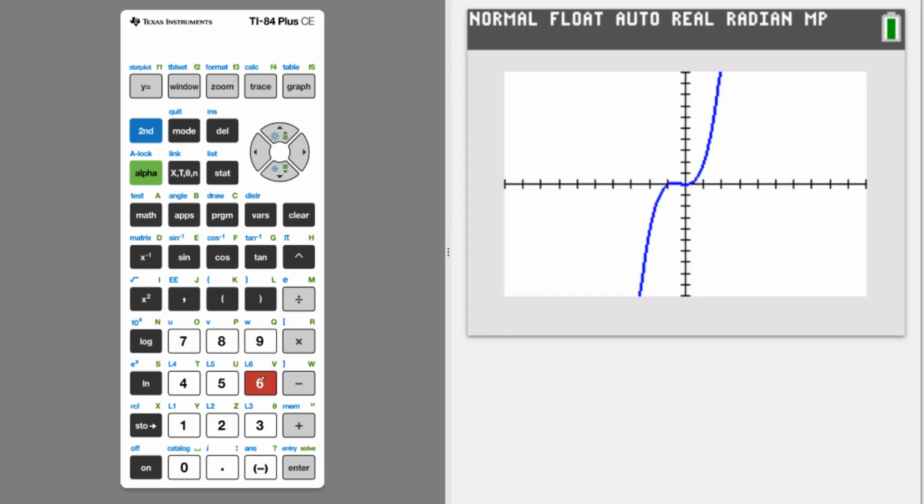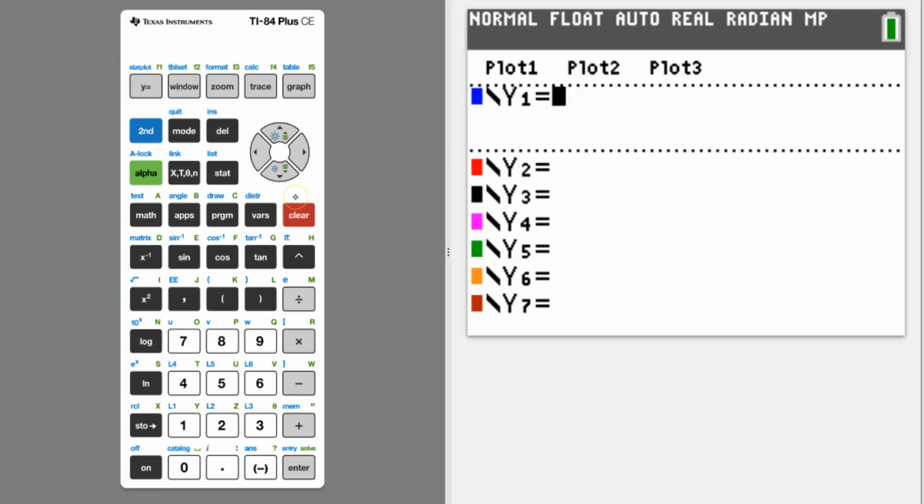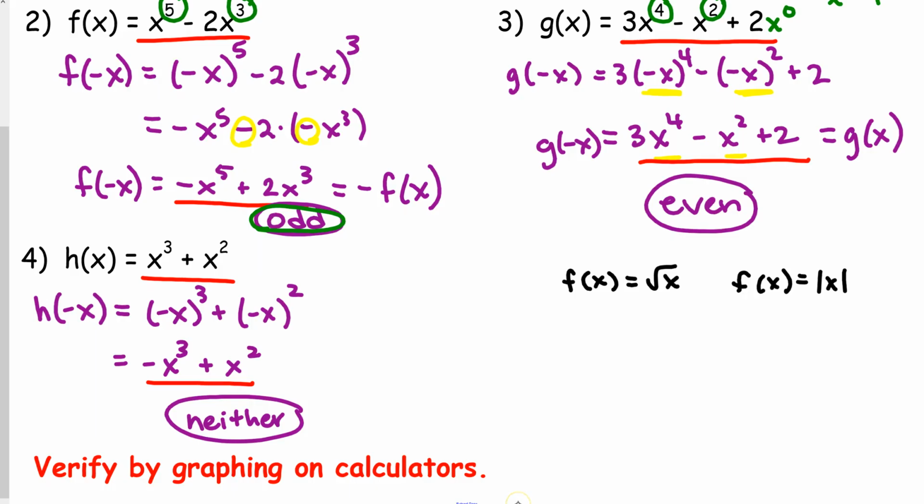Okay. Do you see how that looks a little bit off center? It doesn't look perfectly centered at the origin, so you can see that it's not going to have origin symmetry, and also it doesn't have symmetry about the y-axis, so it's not even and it's not odd. Just for fun, let's do one other one. How about if we do number 3, which was 3x to the 4th minus x squared plus 2. You can see symmetry about the y-axis there.